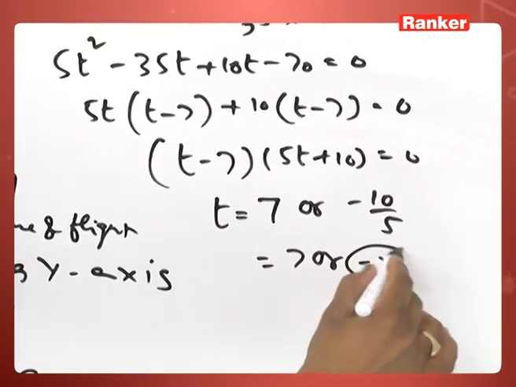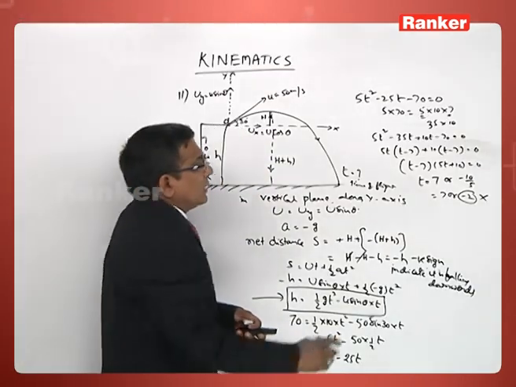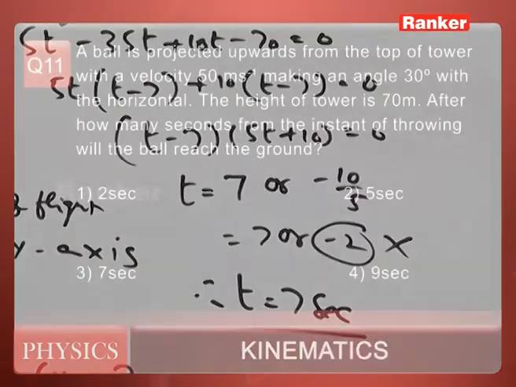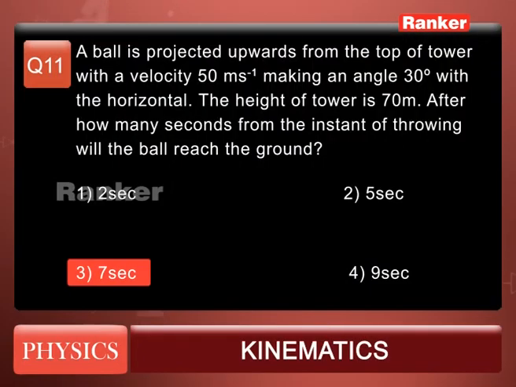But time cannot be negative. So it cannot be minus 2 seconds. Therefore, the time taken t you can take as 7 seconds. So the answer is t is equal to 7 seconds, as given in the third option. So, the answer is 7.